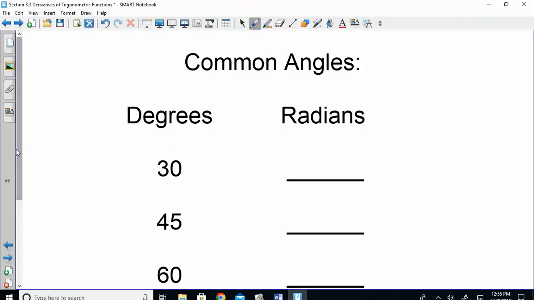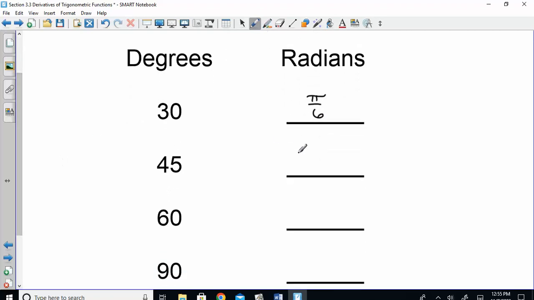All right, so just as a refresher, anytime we're talking about trig, it's good to review a couple pieces. So some of our common things, if I'm talking about degrees and radians, the most common angles: 30 degrees is equal to, 45 degrees, 60 degrees, 90.